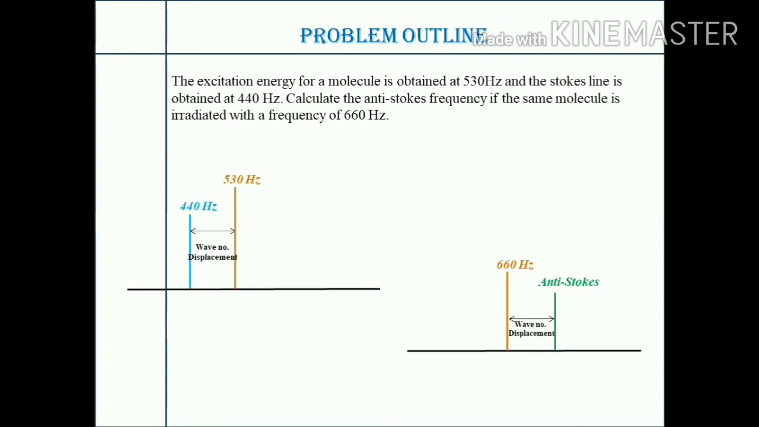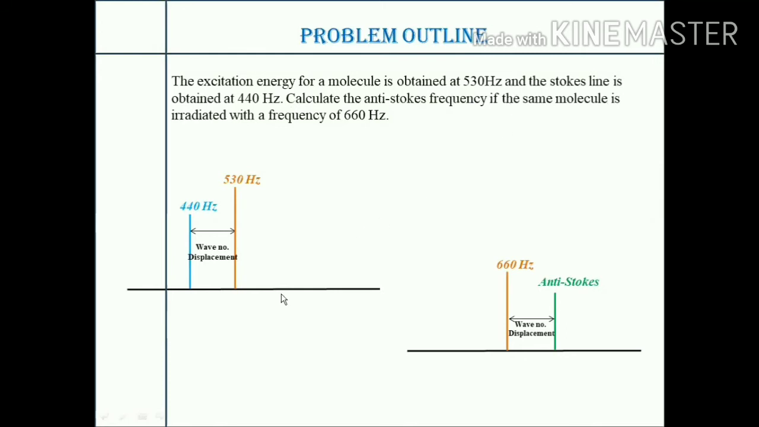Okay, it says that the excitation energy for a molecule is obtained at 530 hertz. Okay, so hertz, if you remember, is the unit of frequency, right? So the frequency of this radiation has been given to us, and this is the excitation energy, meaning the one that is supplied to the molecule and the molecule gives it back as it is. That is, what is it? It is the Rayleigh scattering part, okay.